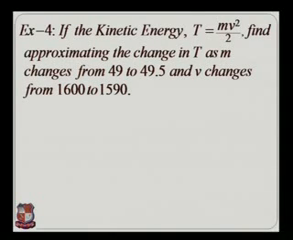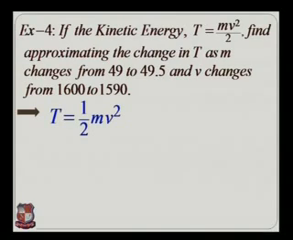Next example: if the kinetic energy T is equal to mv square by 2, find the approximate change in T as m changes from 49 to 49.5 and v changes from 1600 to 1590. In the previous question, the error was given in the data, but in this one the error is not given, but we find the error from the given data at the initial stage and after some stage. By the formula, T is 1/2 mv square, where m and v are variable. So, T is a function of m and v.